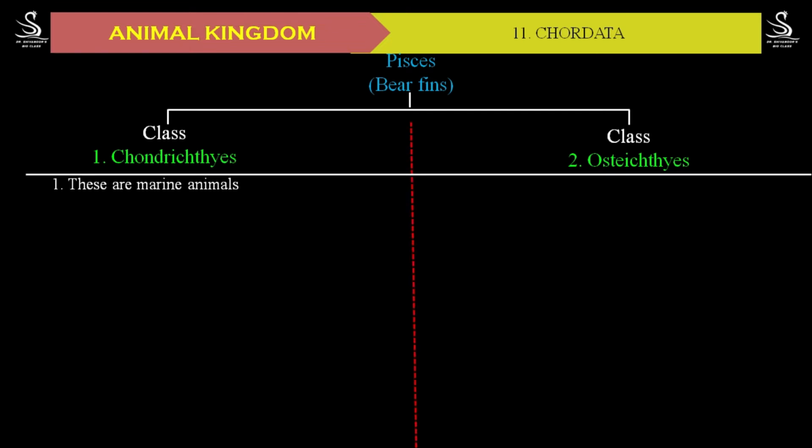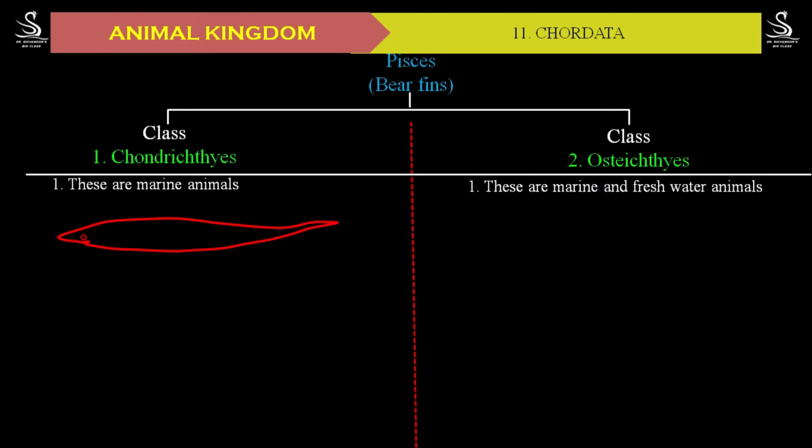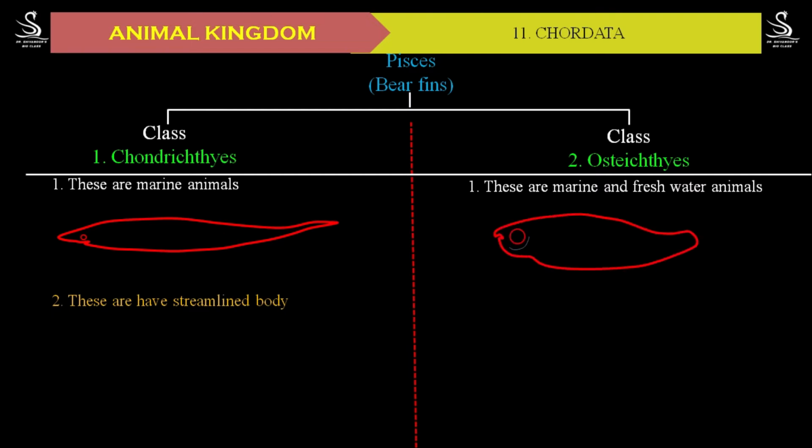The fishes belonging to Chondrichthyes are all marine animals, and the class Osteichthyes fishes are marine as well as freshwater fishes. Then, if you observe their morphology, class Chondrichthyes fishes have a streamlined body. It means it is tapered at the front as well as at the back side. This type of body shape is called a streamlined body. Osteichthyes fishes also have a streamlined body.